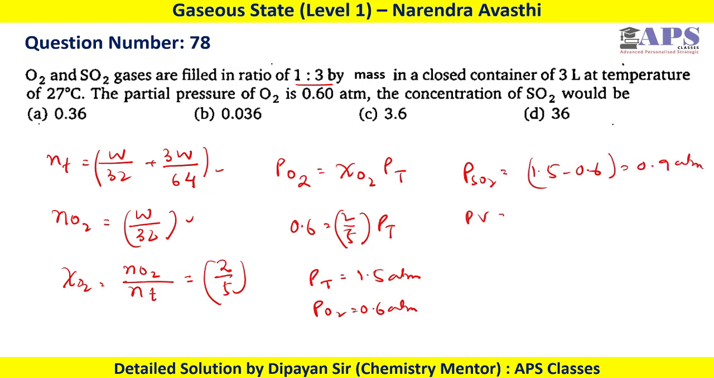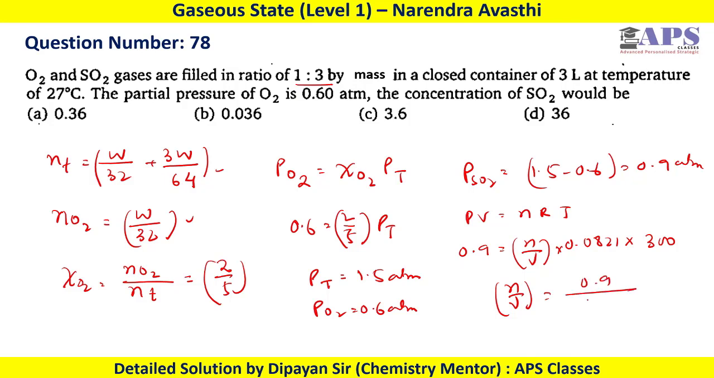So now PV equal to nRT, that is 0.9 equal to n by V, this is concentration, multiplied by 0.0821 multiplied by temperature, that is 27 degree or 300 Kelvin. So n by V or concentration is 0.9 divided by 0.0821 multiplied by 300. So the concentration of SO2 is going to be 0.036, so option B will be the correct option.